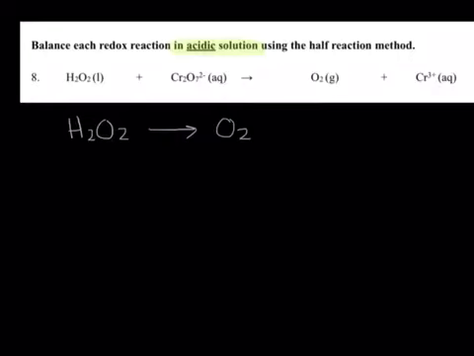The next step will be to balance out our hydrogens using those hydrogen ions. So we have 2 hydrogens on the left side, and now we have 2 H plus ions on the right side. Our equation is looking more balanced.